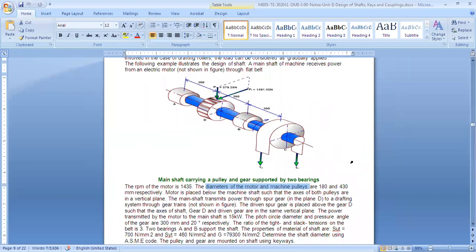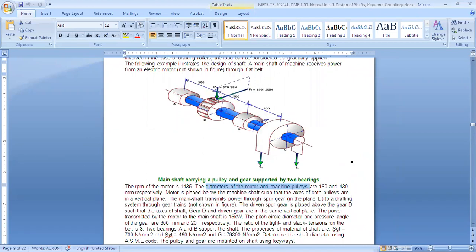The driver spur gear is placed above gear D such that the axis of the shaft, gear D and driven gear are in the same vertical plane. So basically, the vertical loads are in the same plane. The power is transmitted by the motor to the main shaft. Power is given, and we know the RPM, so we can find out the torque.